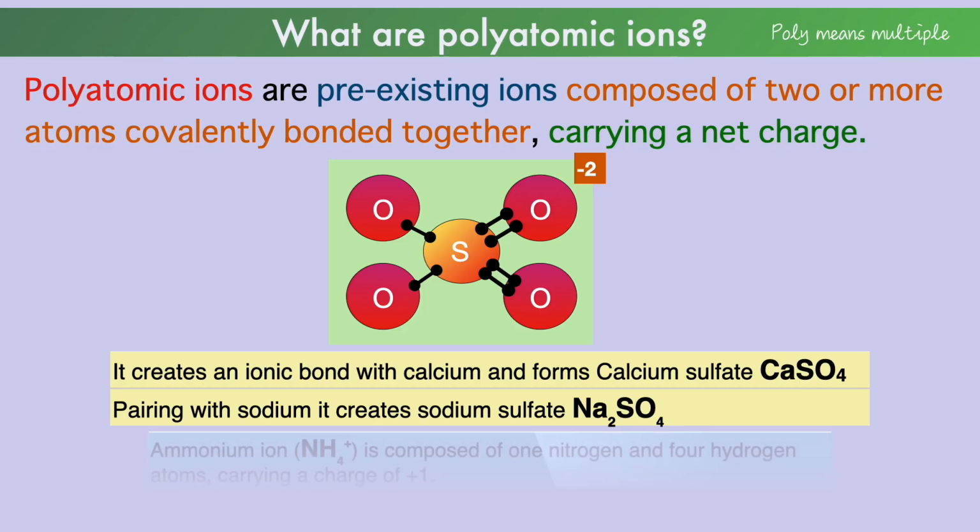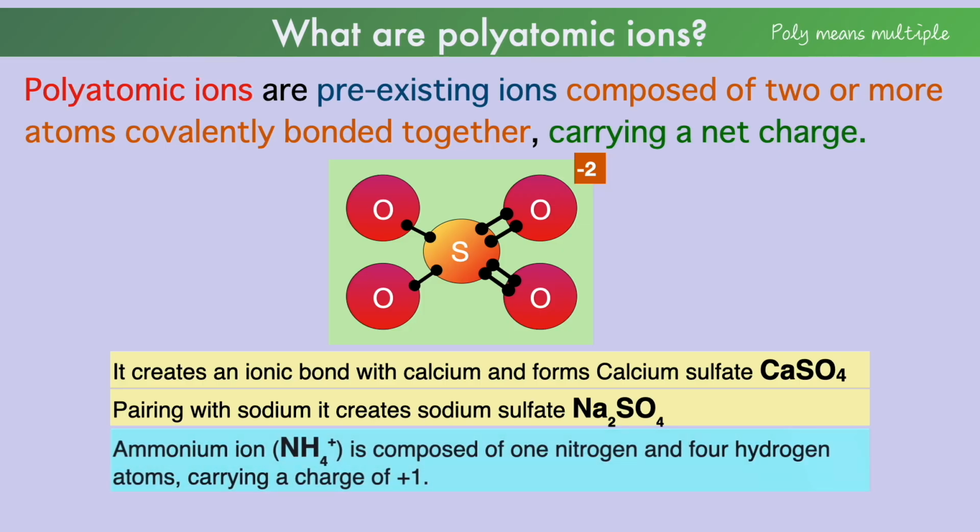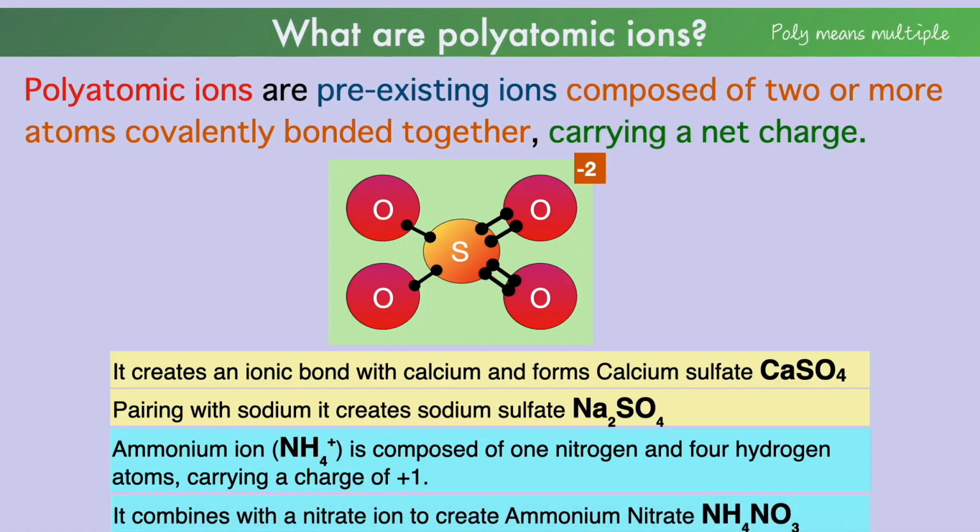Similarly, the ammonium ion is composed of 1 nitrogen and 4 hydrogen atoms. It combines with a nitrate ion to create a stable compound, ammonium nitrate.